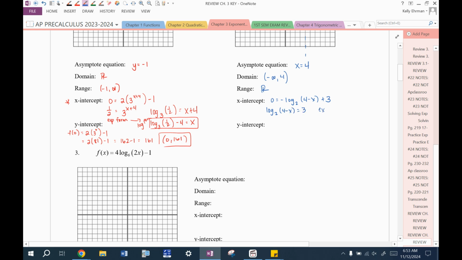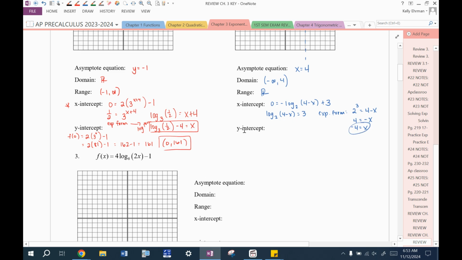Now write in exponential form. So write this equation from log form to exponential form. So that's 2 to the third equals the result, which is 4 minus x. So 8 minus 4 is 4, but that equals negative x. So negative 4 equals x.